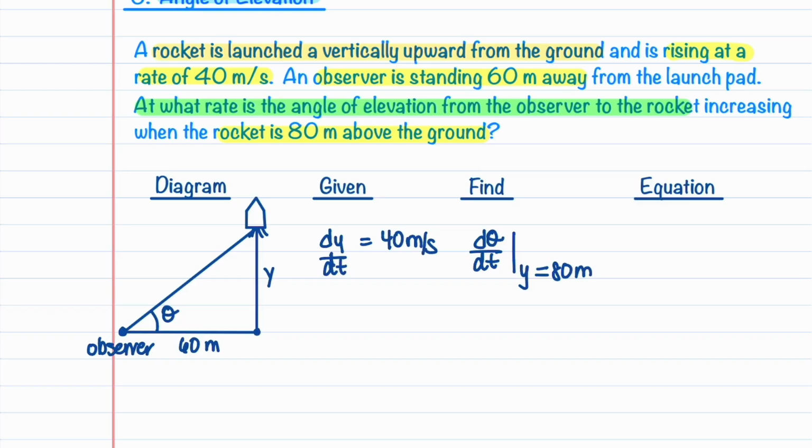Now we have to find an equation that relates y and theta. So here's y and here's theta. We don't know anything about the hypotenuse, so we're also going to have to use this distance of 60 meters. The trig equation that's going to relate these three variables is tangent of theta is equal to y over 60.